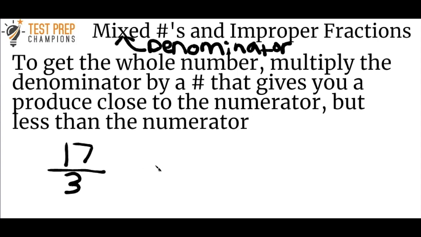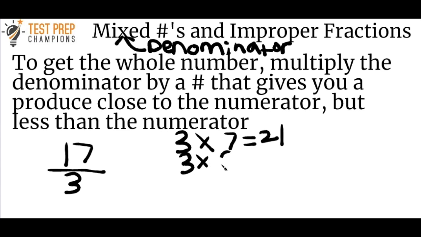Okay, so here's a great problem. We've got 17 over 3. Again, what we want to do is find the whole number of the mixed number first. So right off the bat, let's think of some numbers that we could multiply 3 by. Let's try something bigger, like 3 times 7. 3 times 7 is 21, which is a little bit too high, because 21 is greater than 17. We want a product that is less than 17. So let's just go down 1 and do 3 times 6. 3 times 6 is 18.